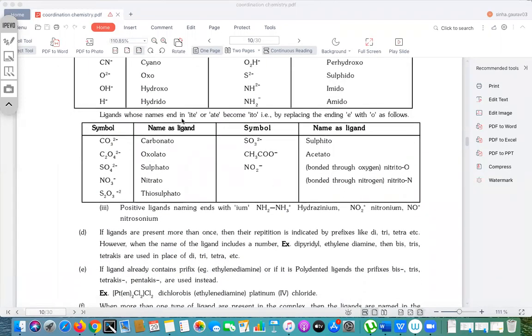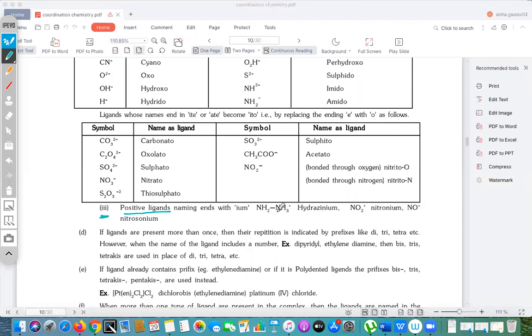OH minus is hydroxo, NH2 minus is imido, and so on. Ligands whose names end in ite or ate become ito by replacing the ending E with O, as follows: carbonate, carbonato; oxalate, oxalato; sulfate, sulfato; acetate, acetato.